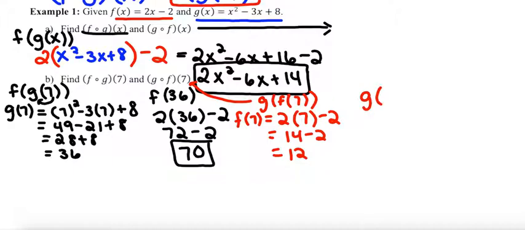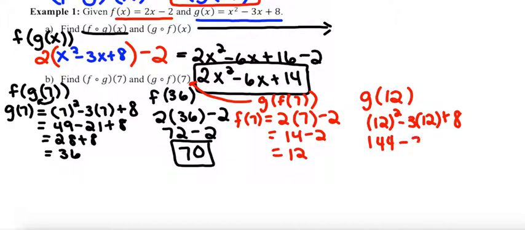So now I'm finding g of 12. That's going to look like 12 squared minus 3 times 12 plus 8. 144 minus 36 plus 8. If we take 144 minus 36, that one's going to give us 108 plus 8. Hopefully that looks good. And then 116.